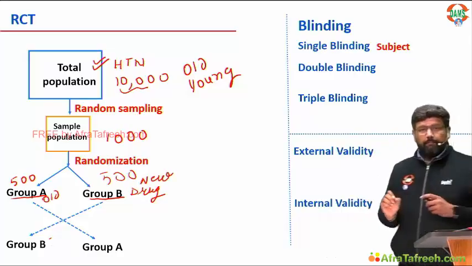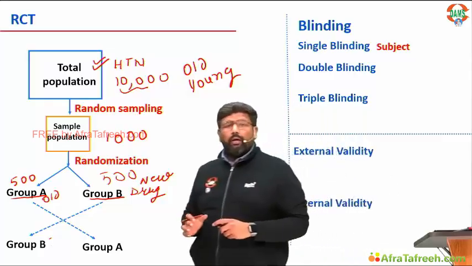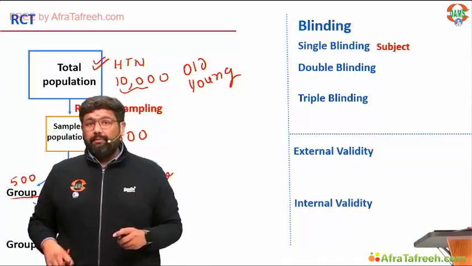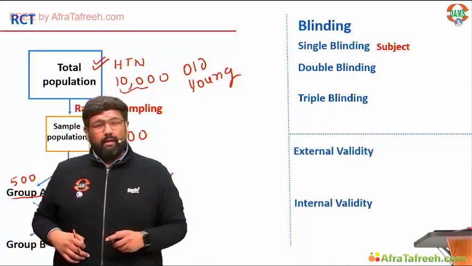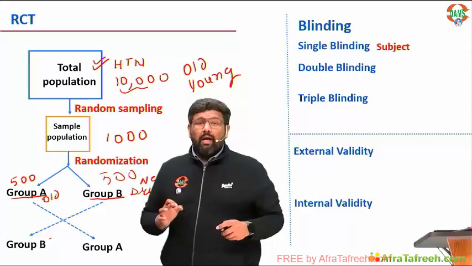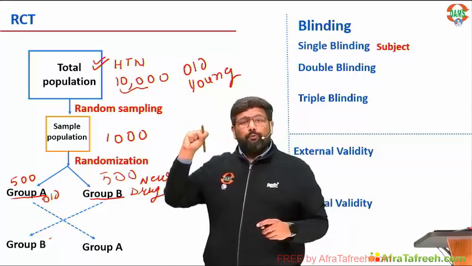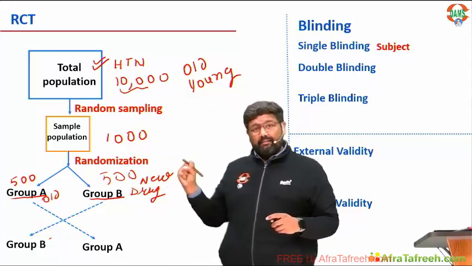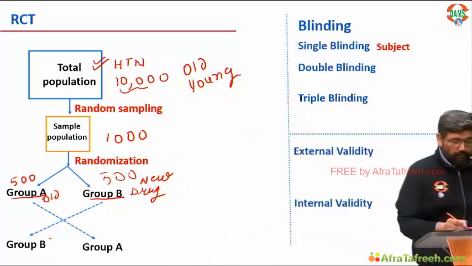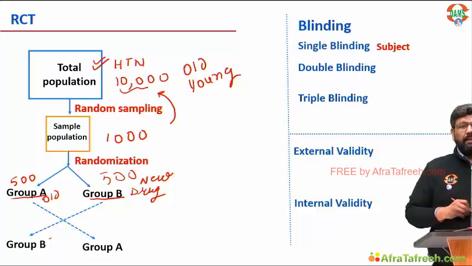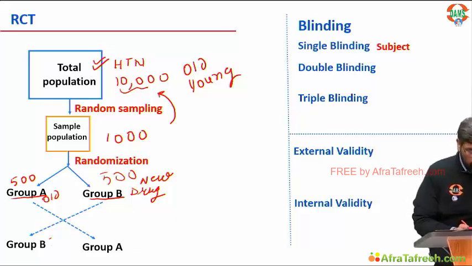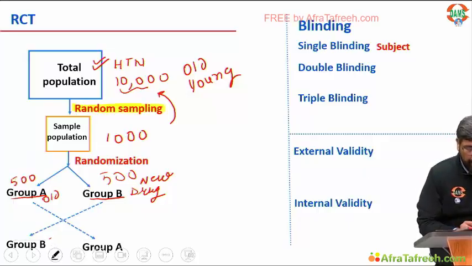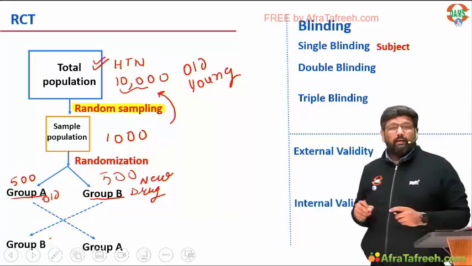Okay, I'm repeating again. I want to test a new drug for hypertension. I have 10,000 people who are suffering from hypertension. I cannot include all of them. I have to select 1,000 from those 10,000. I should select in such a way that these 1,000 are representative of the whole population. That is why I will do random sampling.